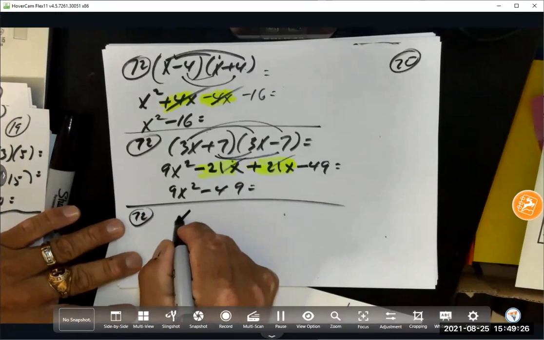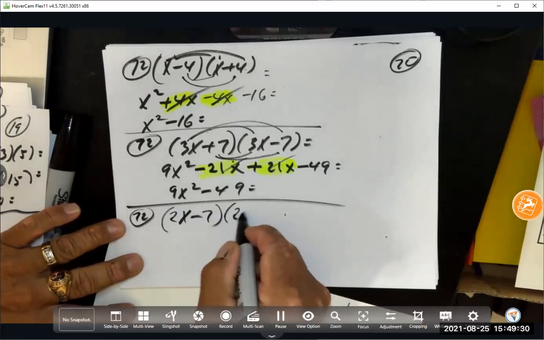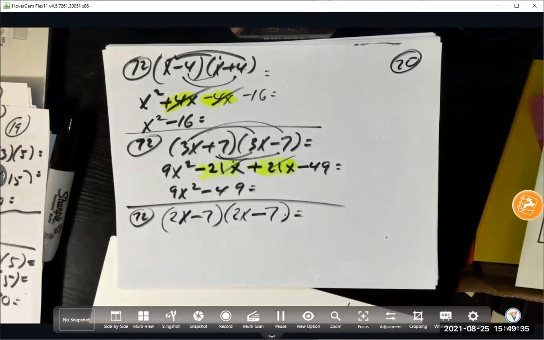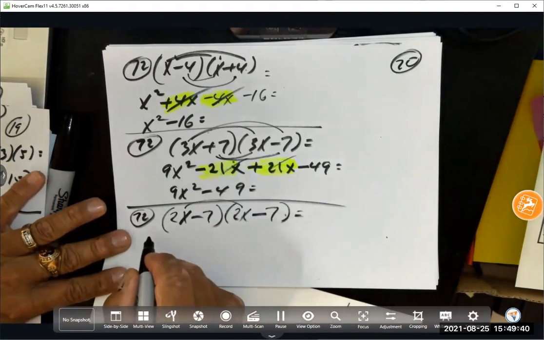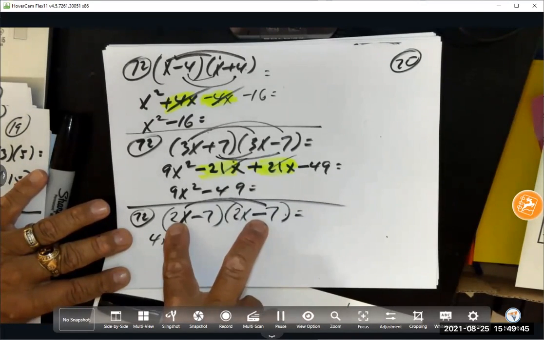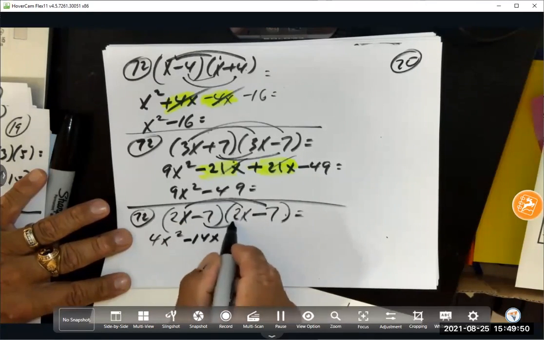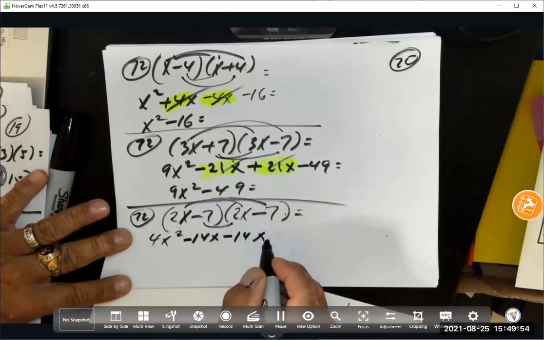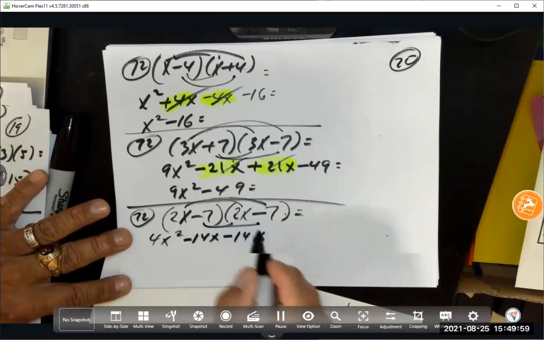One more like this one. What about this one? How about 2x minus 7 and 2x minus 7? What about 2 minus signs? Ready? What's 2x times 2x? 4x squared. What's 2x and negative 7? Negative 14x. What's negative 7 times 2x? Negative 14x. And the last one, a negative times a negative? Positive 49.